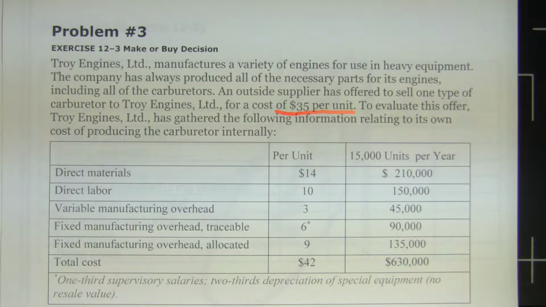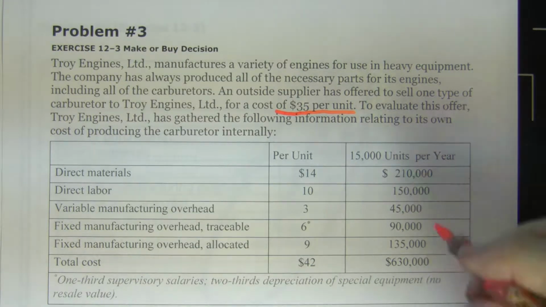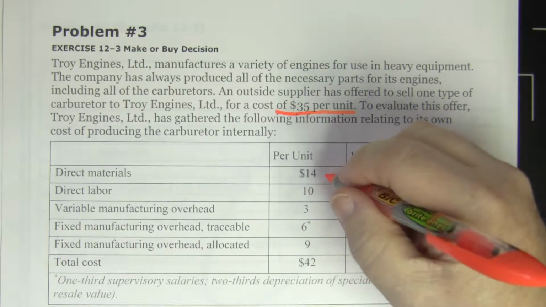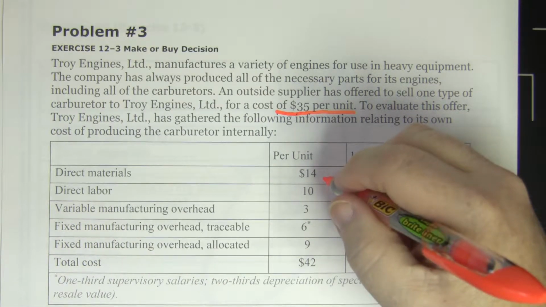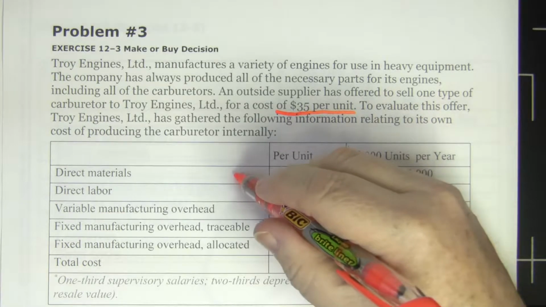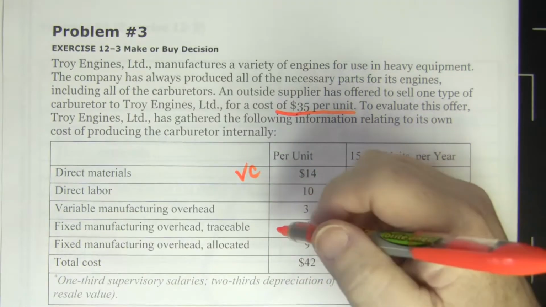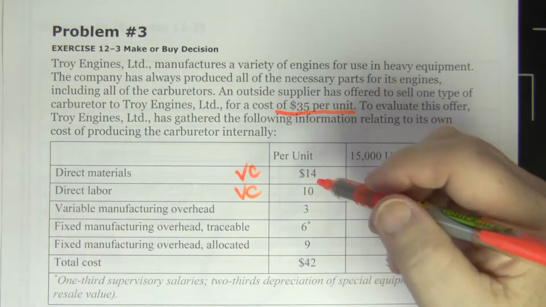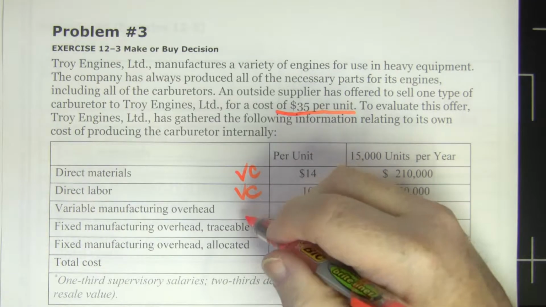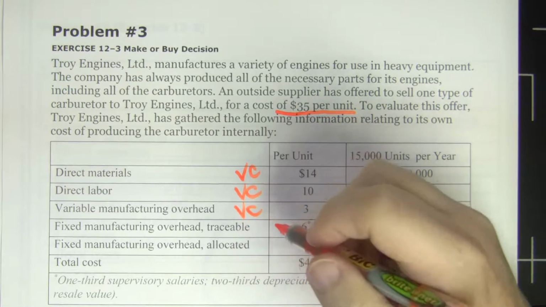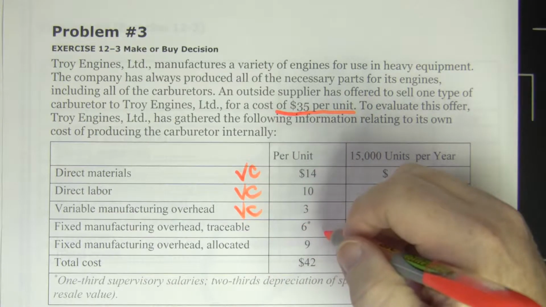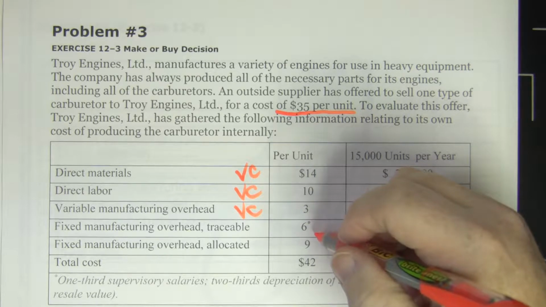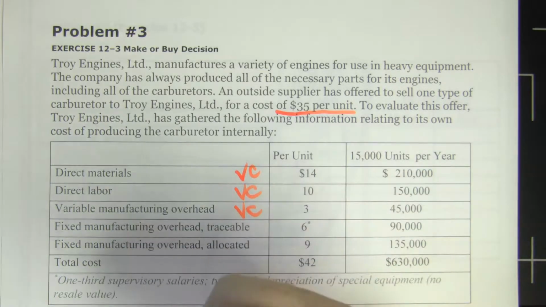And as they look at it, their unit level cost, their per unit cost, their variable cost is $14. That's a variable cost. Their direct labor is a variable cost. That's going to certainly stay. Their variable overhead is going to stay. But let's take a look at this. They're saying it's $6 if fixed overhead is traceable.